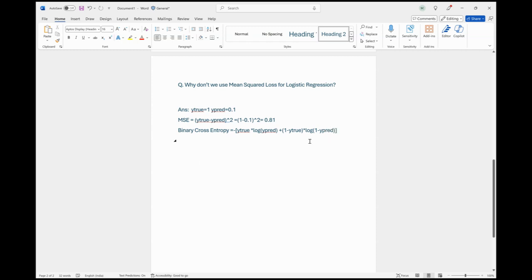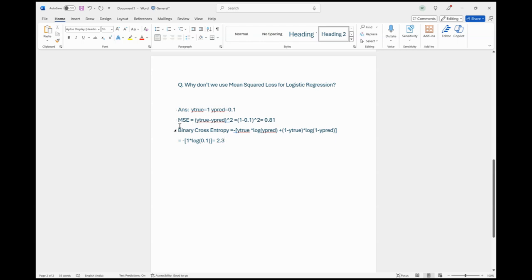So the second term does not contribute in this case because y true is 1 and 1 minus 1 is going to lead to 0. So the only term that contributes is the first term. So it's going to be minus of 1 into log base e of 0.1, which is going to be somewhere near about 2.3. As we can see, if we use a binary cross entropy loss, it reports a much higher value to denote that you have deviated a lot from the actual value.